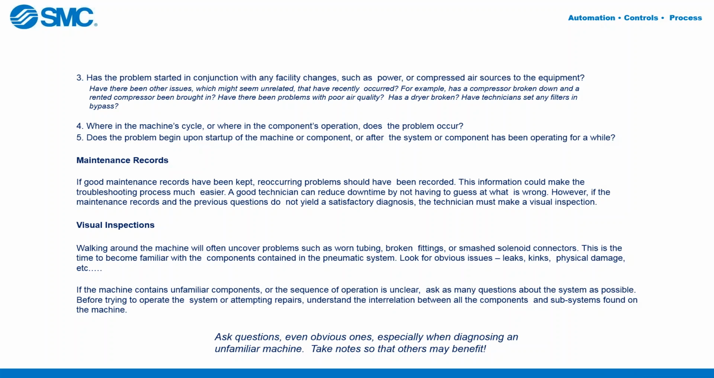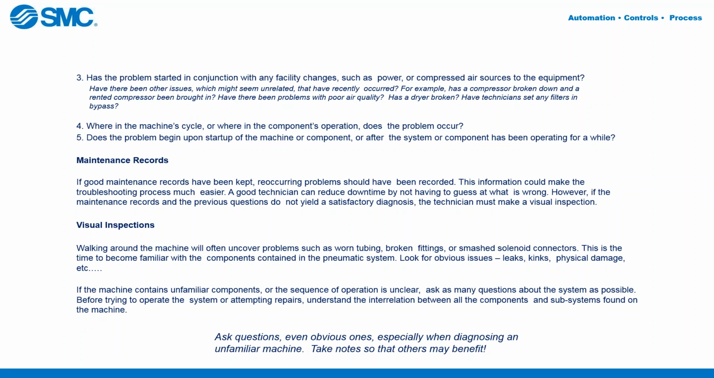Did the problem start in conjunction with any facility changes? Were there changes to power? Were there changes to compressed air sources? Any other issues that might have been unrelated? I've had this happen where a compressor has broken down in the compressor room and a rented compressor is brought in, which can have some issues.